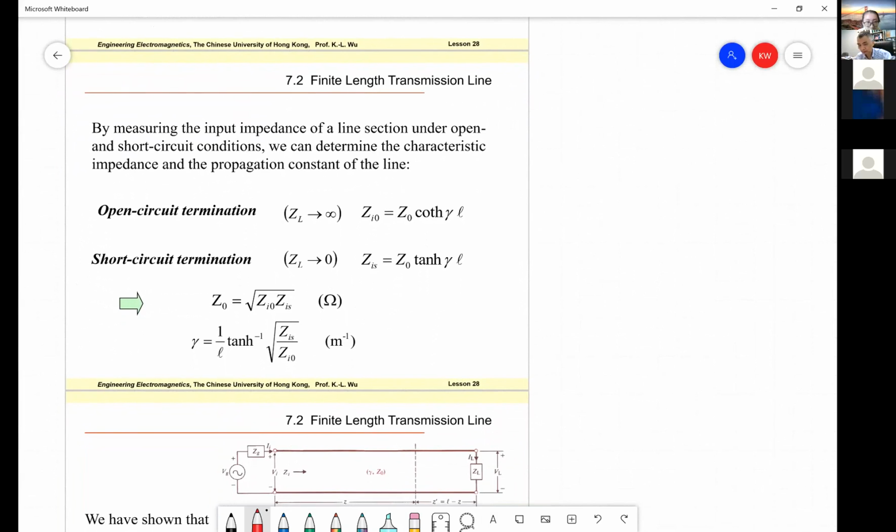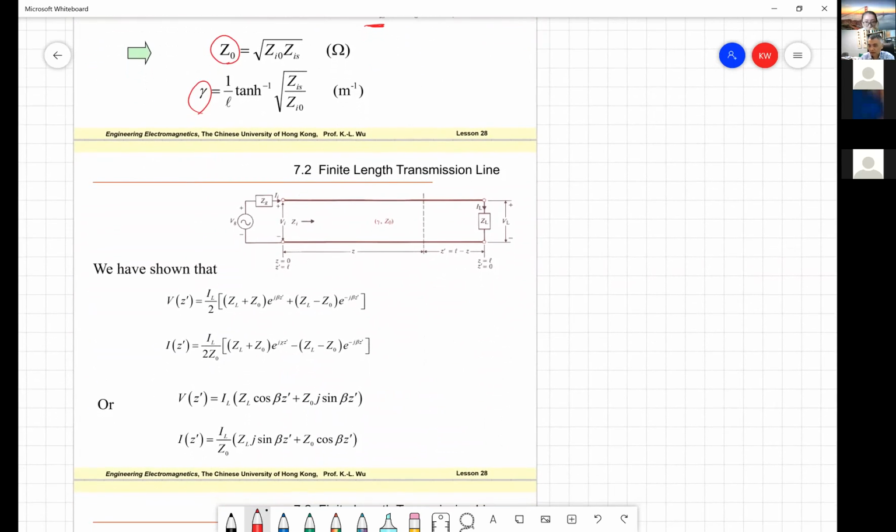Also from this property, we can say from open and short circuit, if we can measure the open circuit and short circuit impedance, we can do some simple manipulation. We can determine what is the characteristic impedance and the propagation constant. But nobody uses this method to measure them, okay? This is a very ideal method.